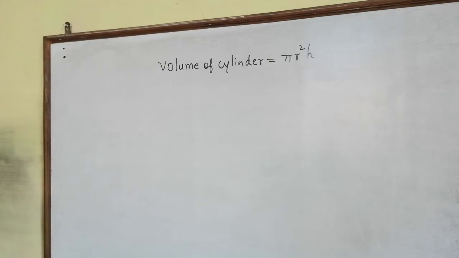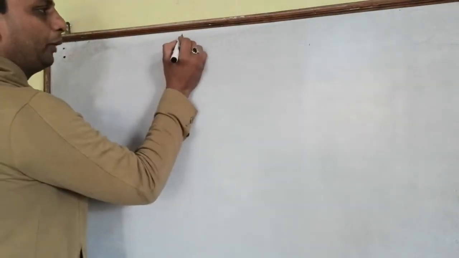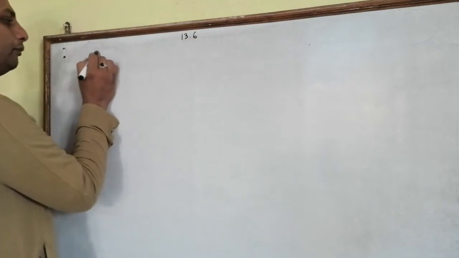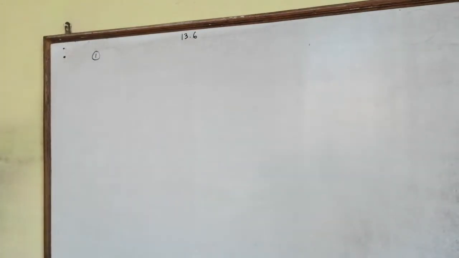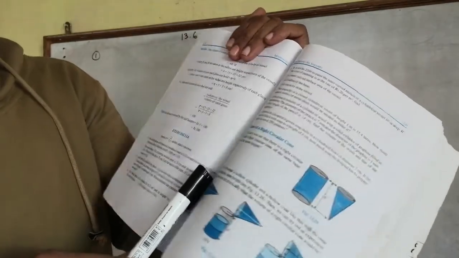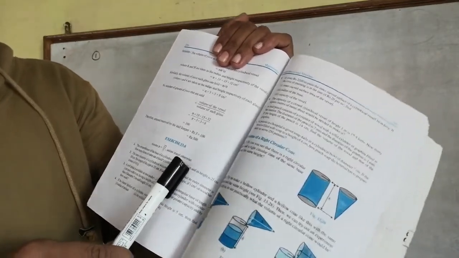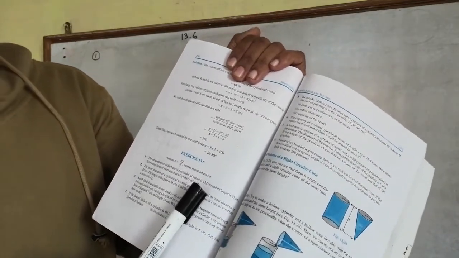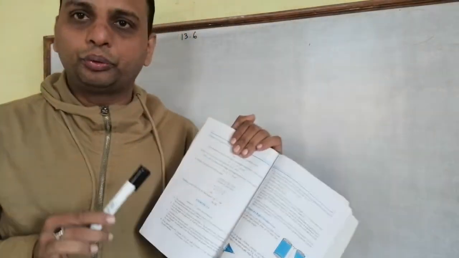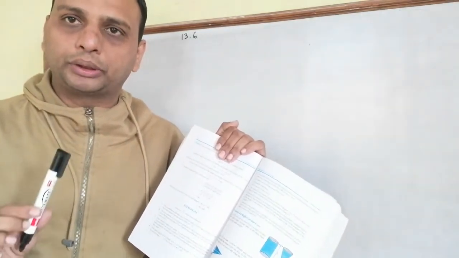Now, the first question of exercise 13.6. It says that the circumference of the base of a cylinder is 132 centimeter and the height is 25 centimeter. How many liters of water can it hold? Both are given in centimeter, and the circumference is given. So with the help of the circumference we will find the radius, put the radius in the formula of the cylinder, and we can get the answer.